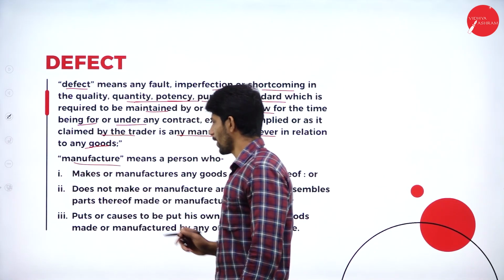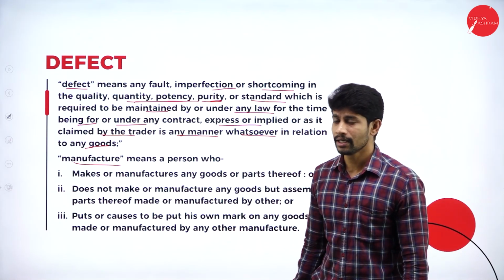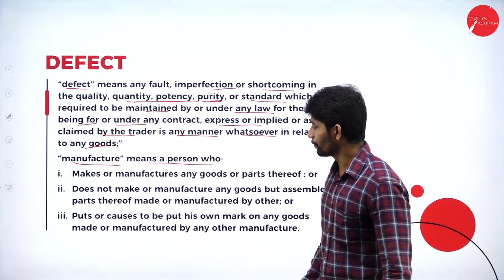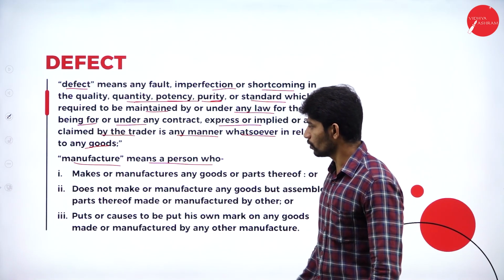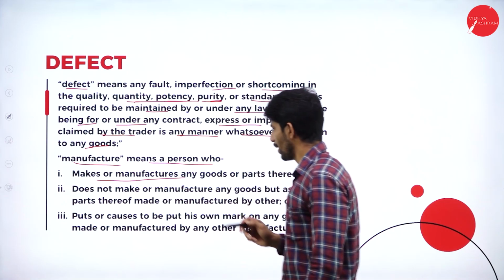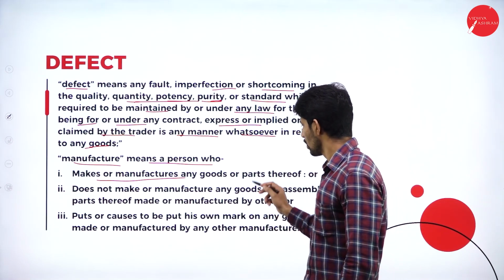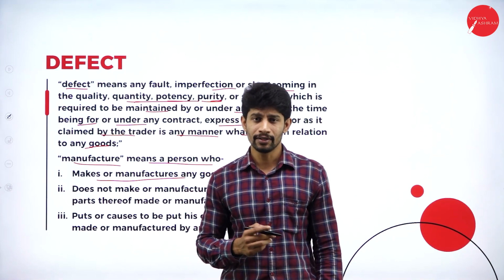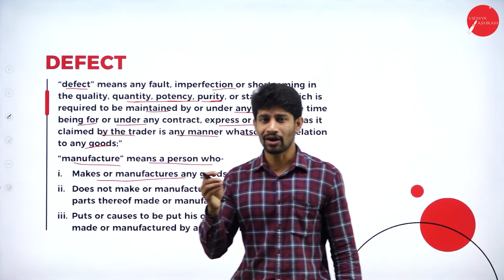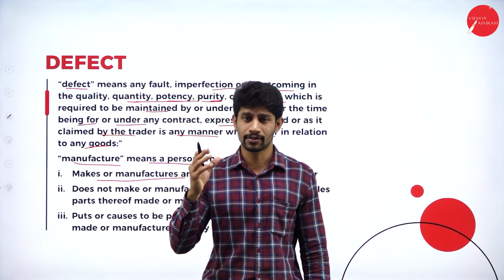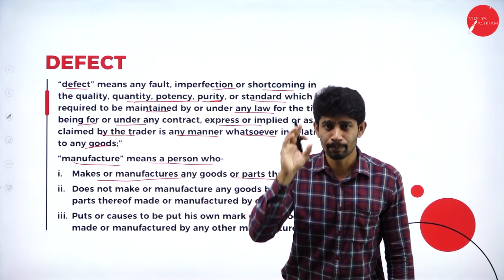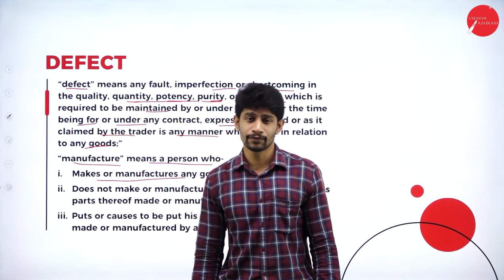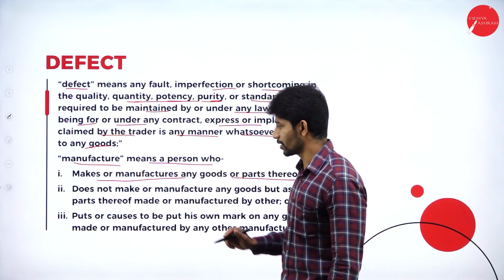Next, manufacturer. So what is a manufacturer? A manufacturer means a person who makes or manufactures any goods or parts thereof. That means any person who manufactures the products or any parts of the products. The first thing is, any person who manufactures the products or the parts of the product is called a manufacturer.